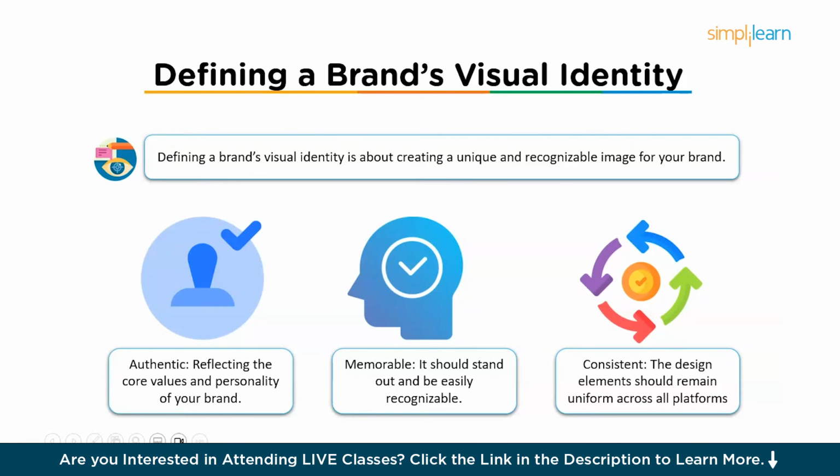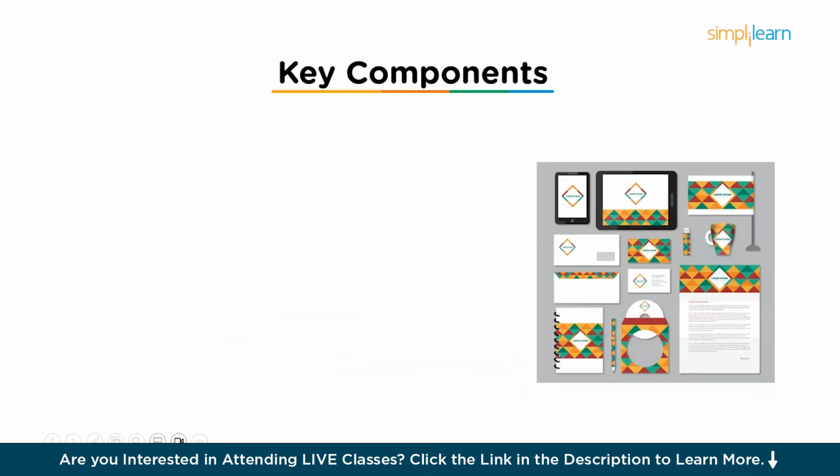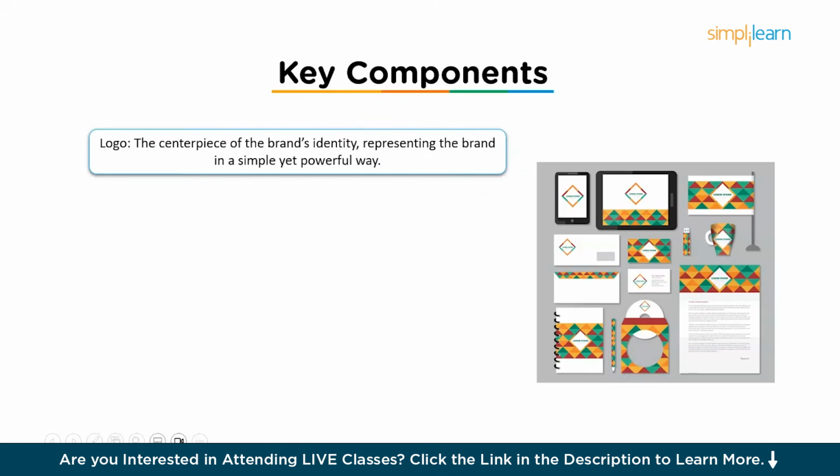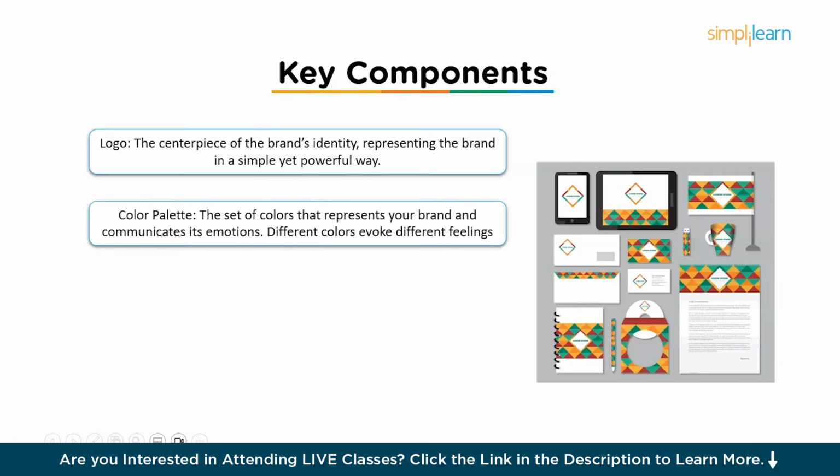And then we are going to see some of the key components that make up a brand's visual identity. So the first one we have is logo, the centerpiece of the brand's identity, representing the brand in a simple yet powerful way. Then we have color palette, the set of colors that represents your brand and communicates its emotions. Different colors evoke different meanings, as we have seen previously.